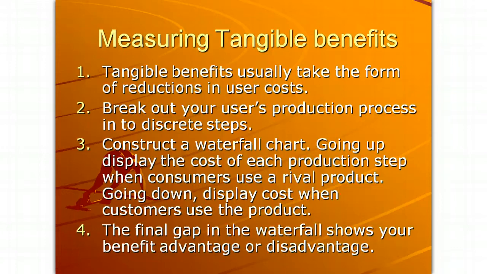Now they have something called a waterfall chart. If you look in page 84 in the textbook on figure 4.1, they create a waterfall chart for cola products. And if you construct a waterfall chart, you're going to want to display the costs in each production step. And also you want to detail when consumers use a rival product. And then that kind of makes the waterfall go down, displays the costs when consumers use the product.